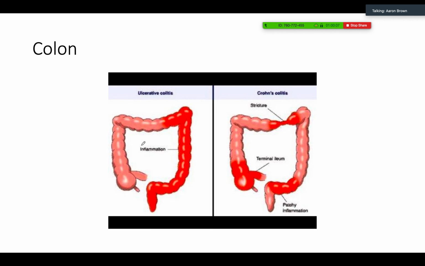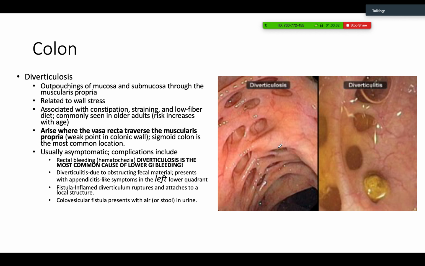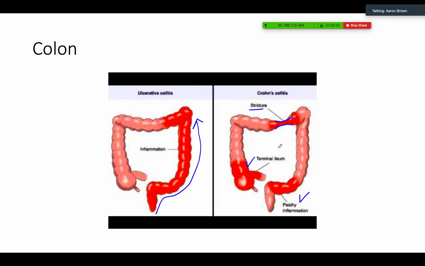Good. So here I can demonstrate for you how the inflammation of ulcerative colitis progresses continually versus the patchy inflammation of Crohn's colitis. And you see here is a stricture, a narrowing, and this is something else that you can see in Crohn's. You don't really see it in ulcerative colitis, okay? Because Crohn's involves the entire wall. Okay, so before we move on, do you have any questions on ulcerative colitis versus Crohn's colitis?